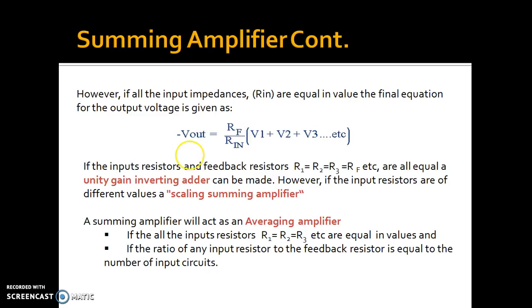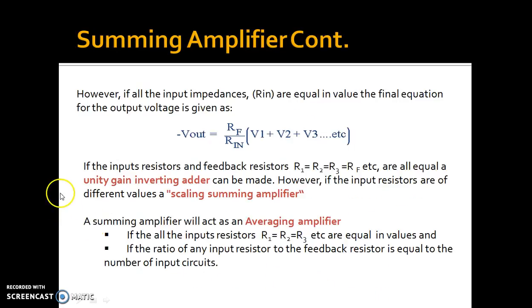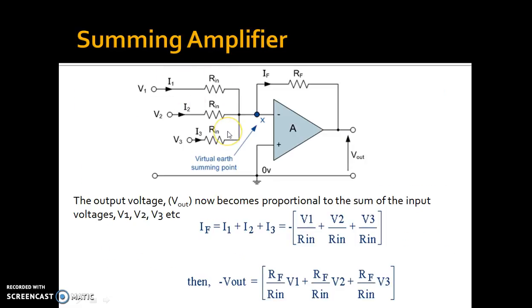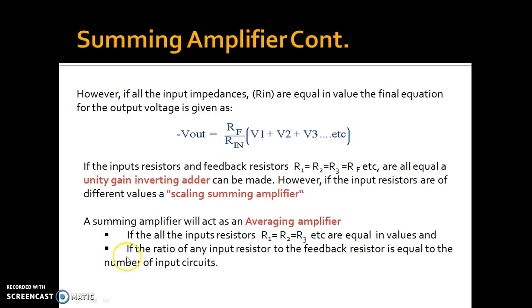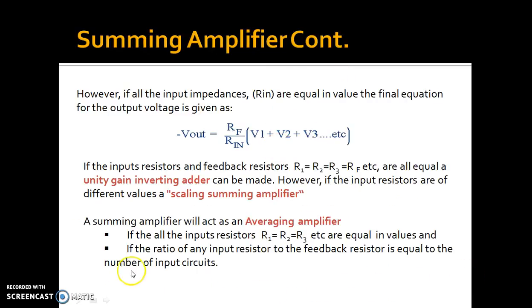Further, if all the input resistances Rn are not equal, that means there is R1, R2 and R3, then we will have the scaling summation of three input voltages. That will form a scaling summing amplifier. This summing amplifier can also act as an averaging amplifier if it follows two conditions. If all the input resistances are equal together and if the ratio of any input resistance to the feedback resistance is equal to the number of input circuits. Then we will be able to form an averaging amplifier like this.